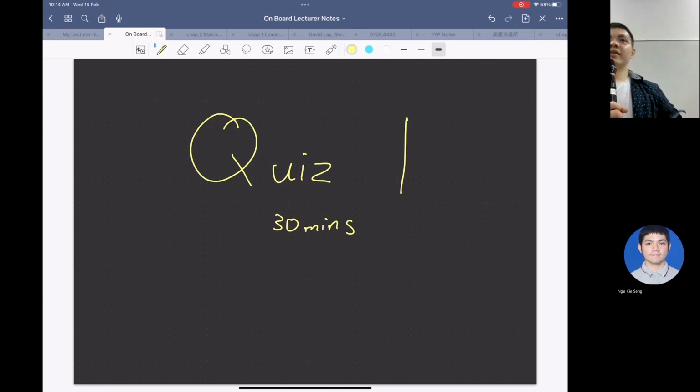So later we will split the class into 4 groups. I want the first person in each row, anyone volunteer? Count how many people are in your group, and then come and collect, as usual. When you get the sheet, don't start first. You can read first, and then we'll start together.